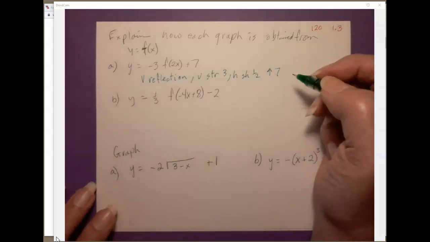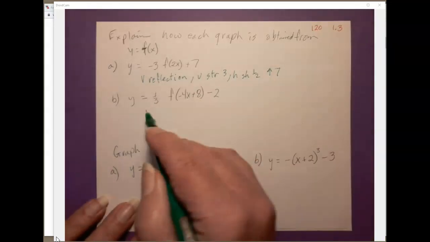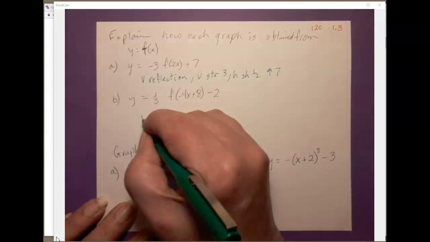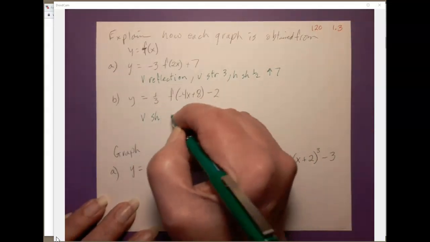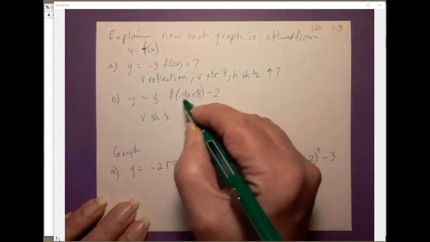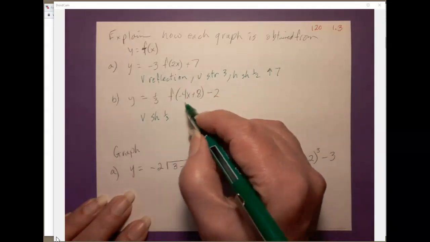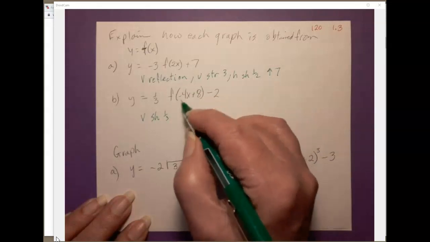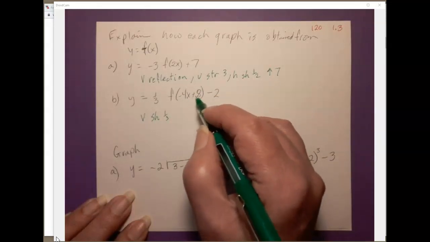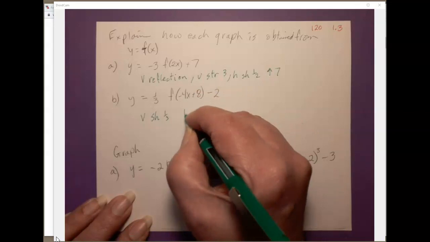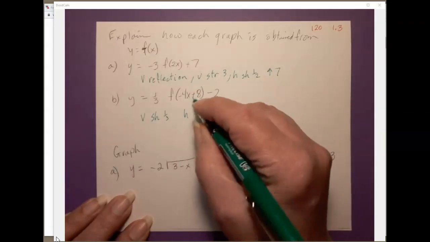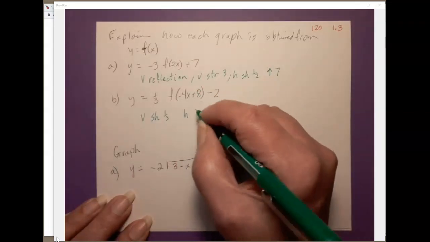And of course, you could have written the word up there. On this next one, 1/3 is a vertical shrink of 1/3. Now in here it's a little bit tricky because it's negative 4x plus 8. If I set this equal to 0, that's actually going to give me my shift horizontally. So I'm going to do a horizontal shrink, a horizontal, let's see which way it is going to be. It's going to be horizontal right.